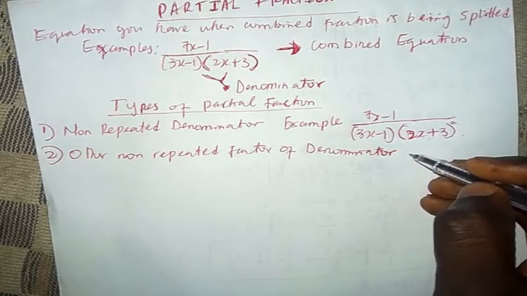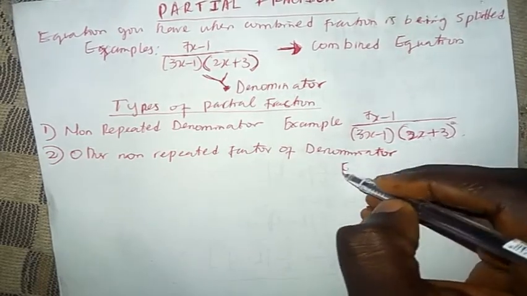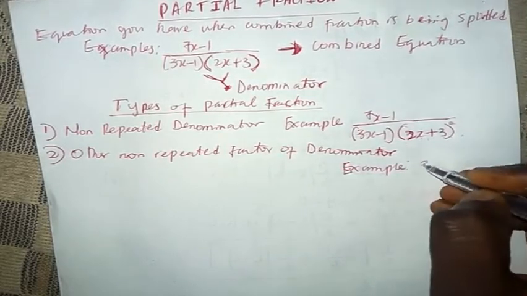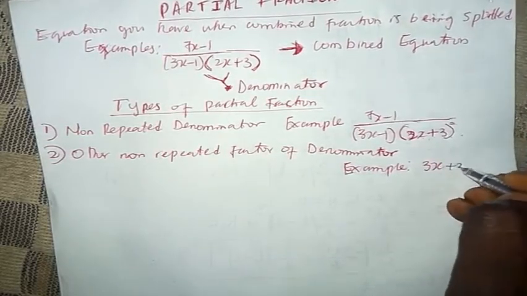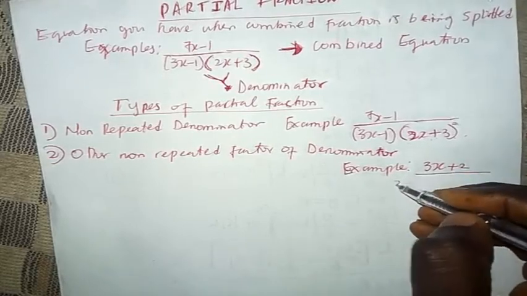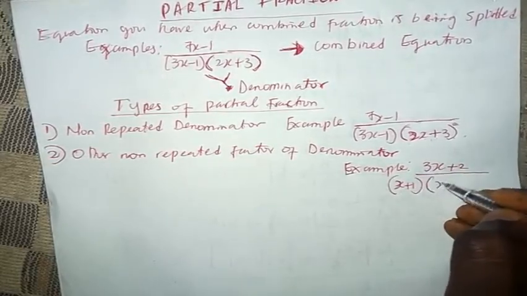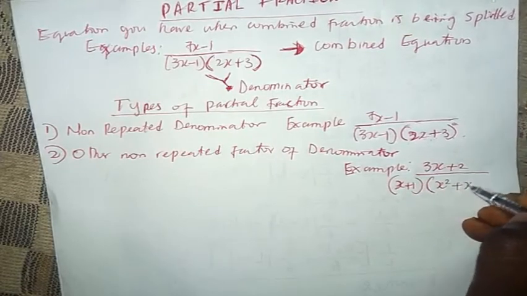So the factor still continues, and the example is something we have here. This is 3x plus 2 over x plus 1 and x squared plus x plus 2.